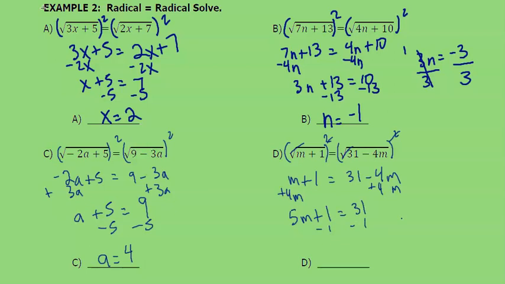Subtract 1 from each side, and then we have 5m equals 30. Divide each side by 5 to isolate that m. And then you have your solution. M equals 6.